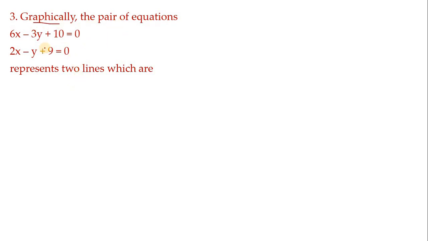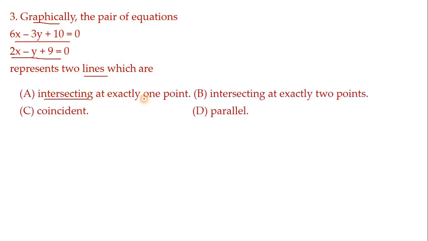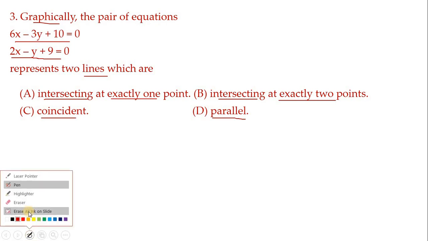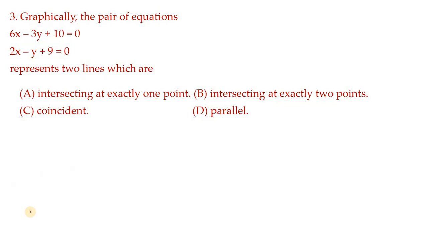Graphically, the pair of equations 6x minus 3y plus 10 equals 0 and 2x minus y plus 9 equals 0 represent two lines which are intersecting at exactly one point, intersecting at exactly 2 points, coincident, or parallel. See children, almost all the problems we are seeing are on that table itself. So to find the answer for this one, first consider the given equations and check whether they are in standard form or not. See, both the equations are in standard form. So now we have to check their ratios.